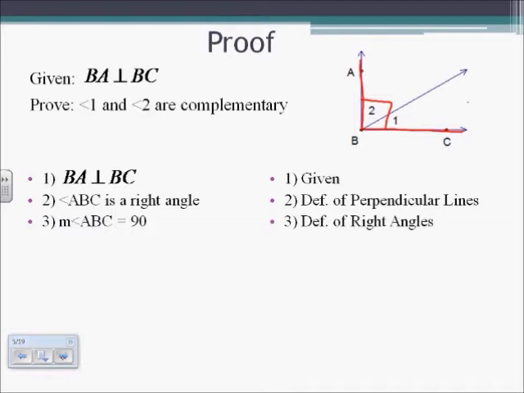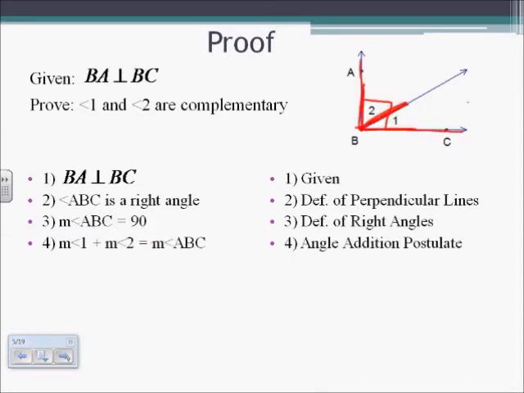Now that I have 90 degrees, I want 1 and 2 to add up to 90. So if there's some way that I could show that, I would be set. If we look at the parts of angle ABC, we could break it down and state that the measure of angle 1 plus the measure of angle 2 equals the measure of angle ABC. We have this little angle here, angle 1, and we have angle 2. We take those and put those together, and we have angle ABC. The reason for that is the angle addition postulate: two small angles add up to a large angle.